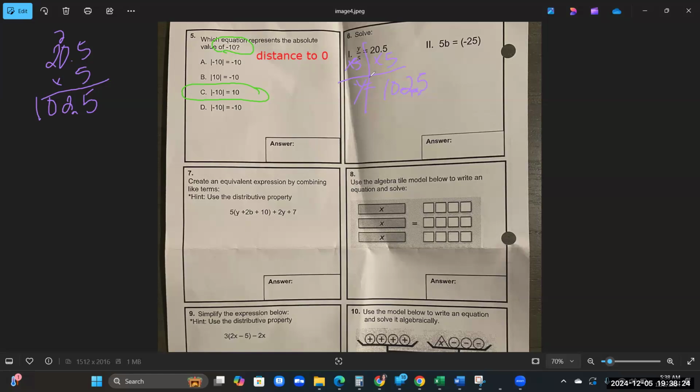The other side. 5b equals -25. 5b means they multiply, so we need to divide by 5 on both sides. Leaving us with b equals -5.